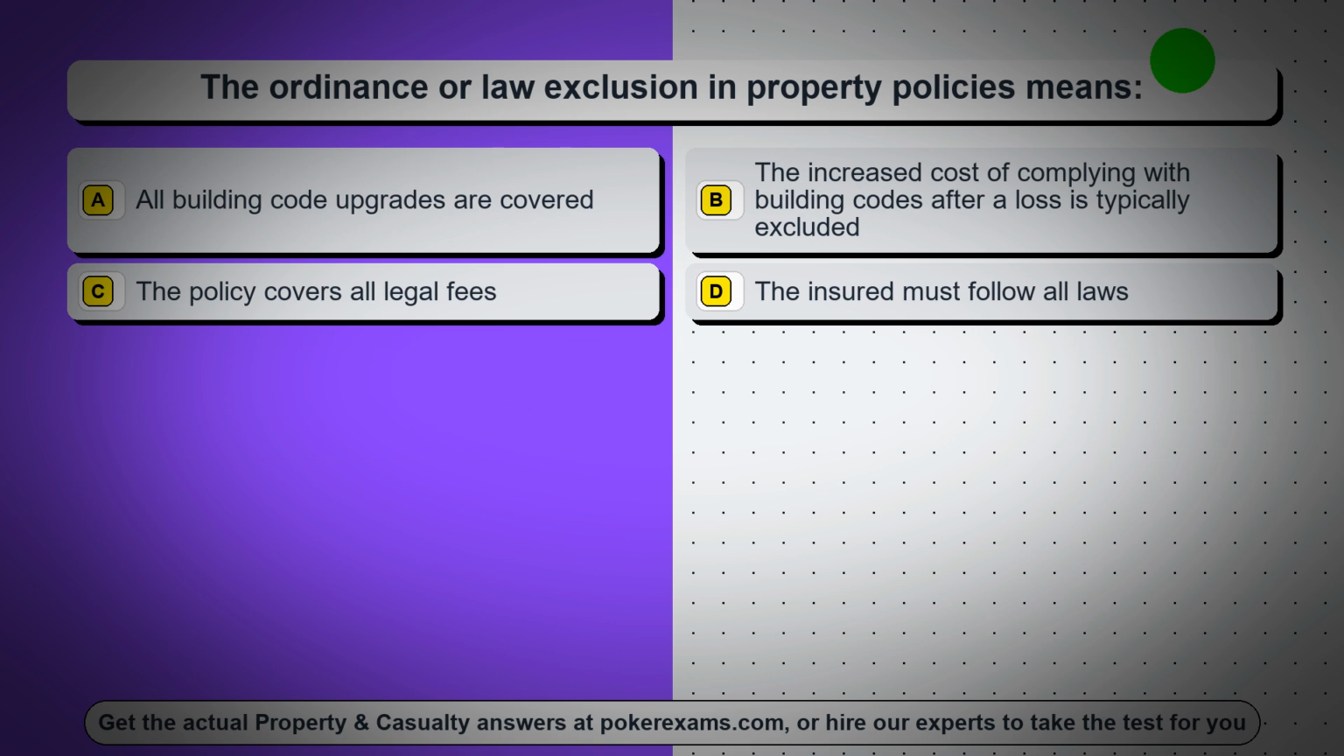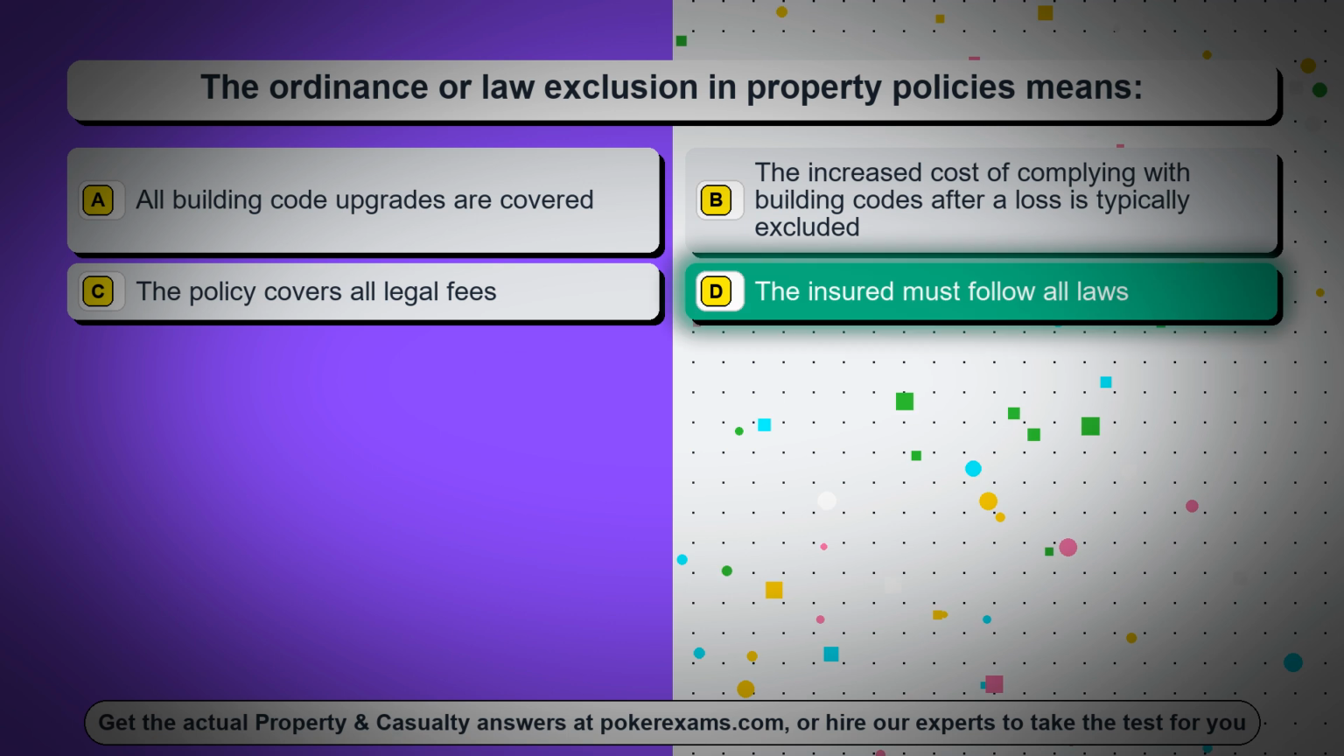Question 53. The ordinance or law exclusion in property policies means, option A, all building code upgrades are covered. Option B, the increased cost of complying with building codes after a loss is typically excluded. Option C, the policy covers all legal fees. Option D, the insured must follow all laws. The correct answer is option D, the insured must follow all laws.